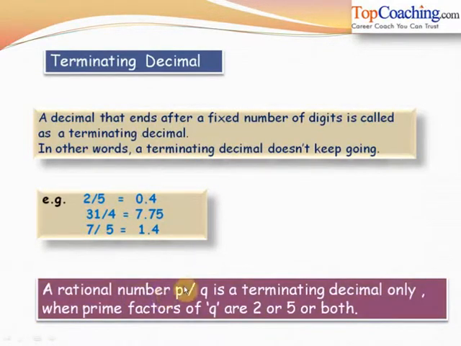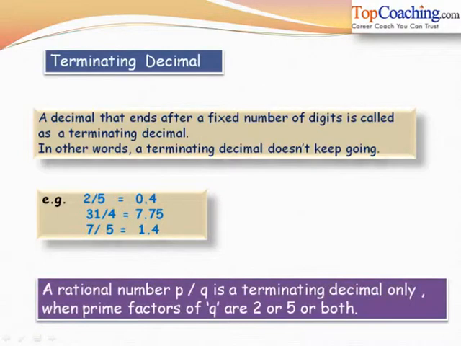Now a rational number p by q is a terminating decimal only when the prime factors of q are 2 or 5 or both. So for any number to be a terminating decimal, the condition is that when we consider q, which is the denominator of a rational number, then the prime factors of q should be 2 or 5, or they could be both. Here we see that the denominator is 5, so we get a terminating decimal.